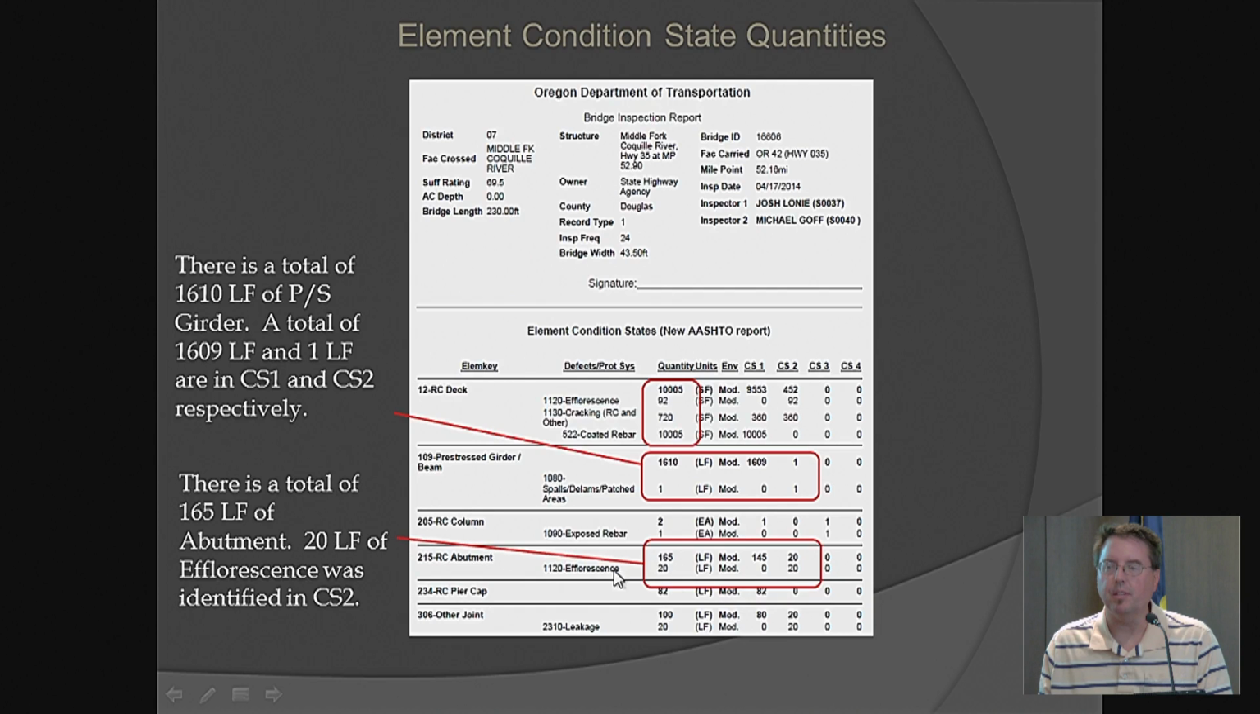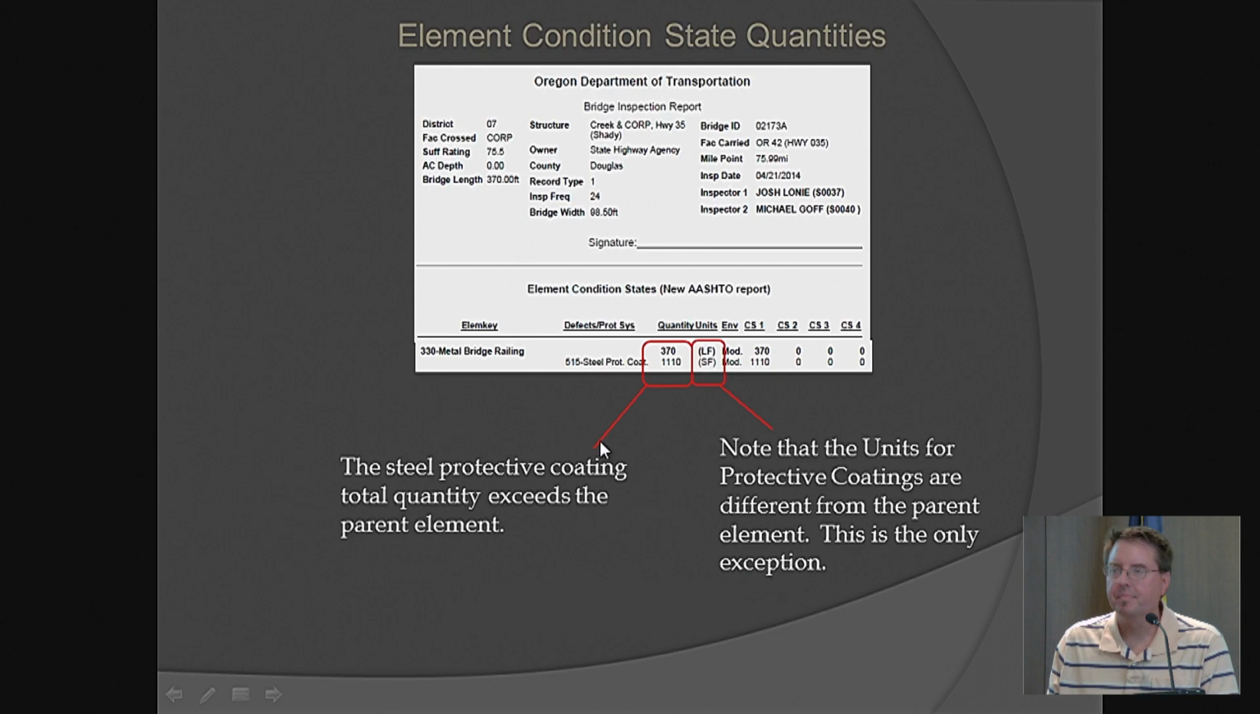And then another example down here in the abutment. So this is what I wanted to just kind of talk about. Again, here's where you might have a steel protective coating system, and you're going to see where the quantity might be larger than the other quantity. But again, I don't think that most of the people looking at these reports are really looking at the quantities a whole lot, so I'm not going to go into too much depth on that, I think.